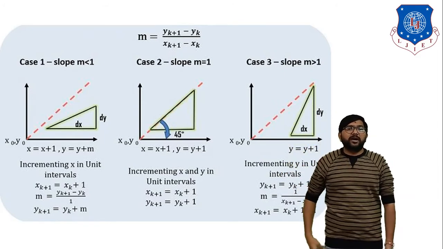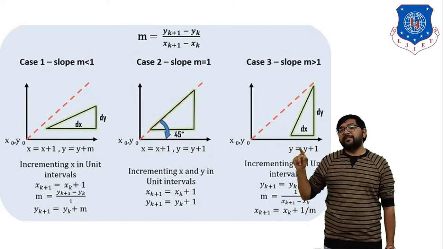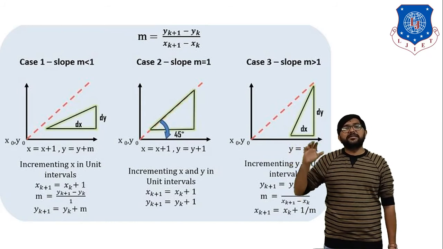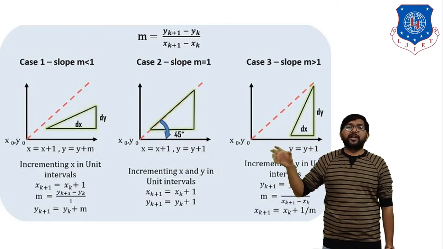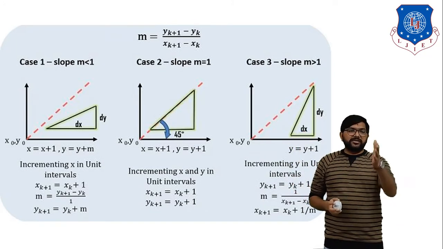This is the basic logic. Now case number 1, and you all know the equation of the slope: m is equal to delta y upon delta x. Delta y means the difference in y coordinate, delta x means the difference in x coordinate. Clear? So this is the slope.